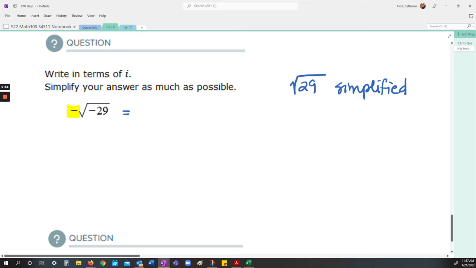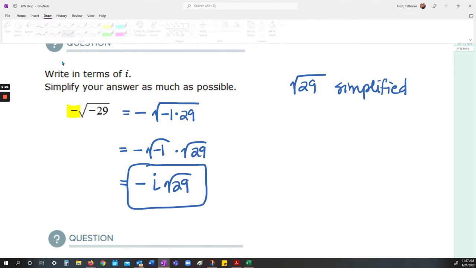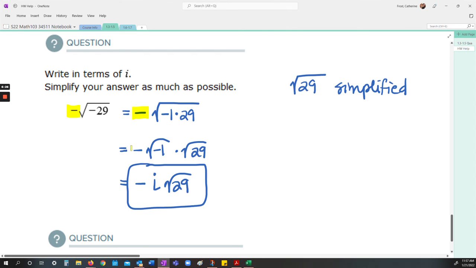So we're going to have this negative that's highlighted. And if you like, you could go ahead and write this, underneath the square root, as negative 1 times positive 29. And then we have the negative outside, square root of negative 1 times square root of 29. And square root of negative 1 is i. So this finally is negative i square root of 29. And so that highlighted negative symbol that was in front, that just tagged along. It never did get to interact with the negative that was on the 29 because we had to take the square root of that negative 1, and it turned into an i.